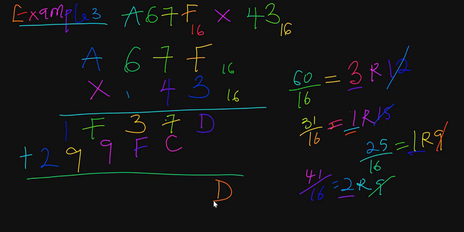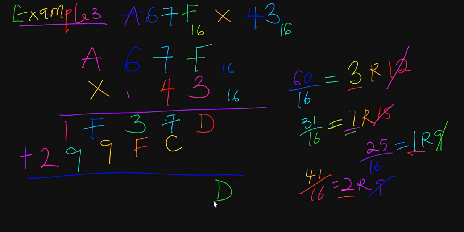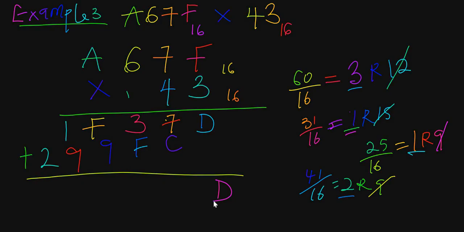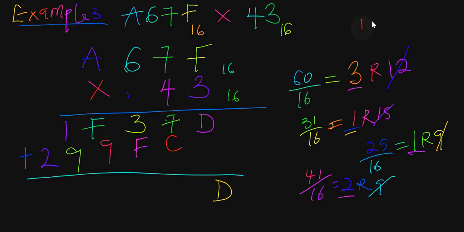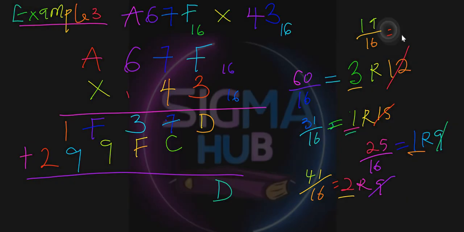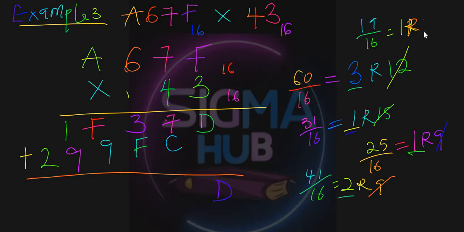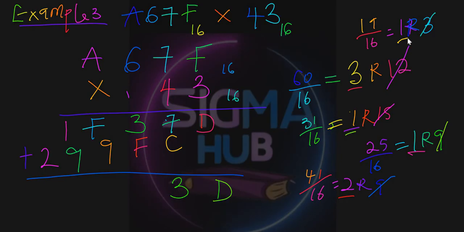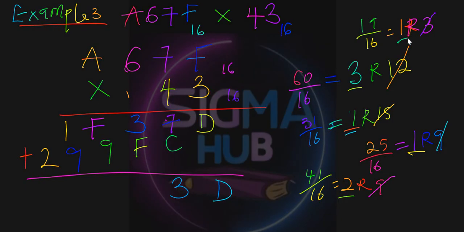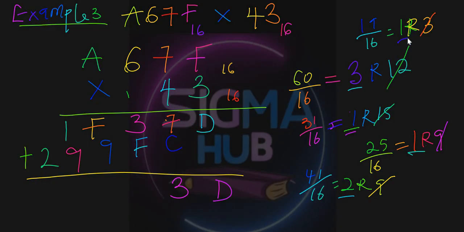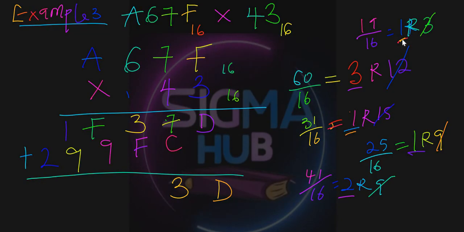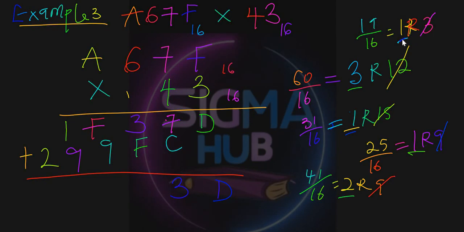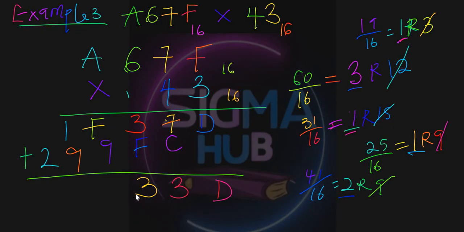So we have D, 7 plus C. Don't forget, C is 12. So we have 7 plus 12 is 19. I cannot write 19. I have to divide by 16. 19 divided by 16 is 1 remainder 3. So I'm writing the remainder, which is 3. I'll keep 1. Then 3 plus F. F is 15. 15 plus 3 is 18. 18 plus the one that I've kept is 19. So I will not write 19. I will do the same thing, which is 1 remainder 3. So I'll write remainder of 3 also, keeping 1.